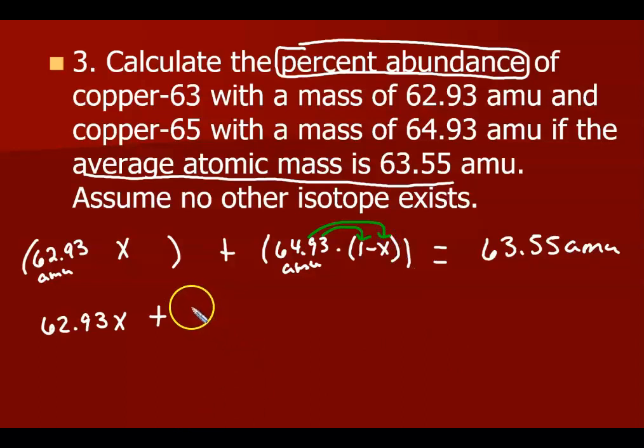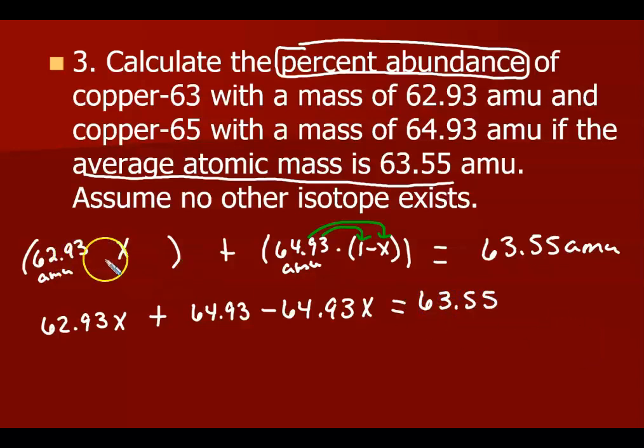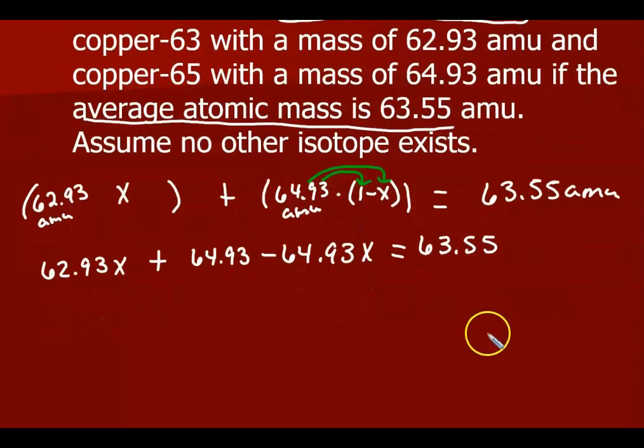So you're going to have 64.93 times 1 is just that number, no x. And 64.93 times a negative x is a negative 64.93x. I just multiplied it by the first thing and the second thing, and then I've got to set that equal to the average. Okay? So all I've done there is simplify that. We'll do one of these together in class, so hopefully you can get the hang of it.